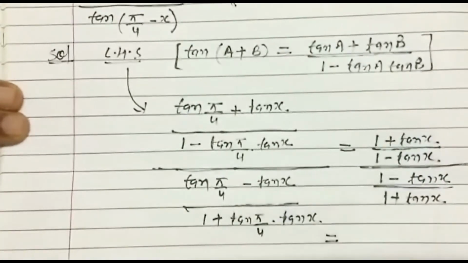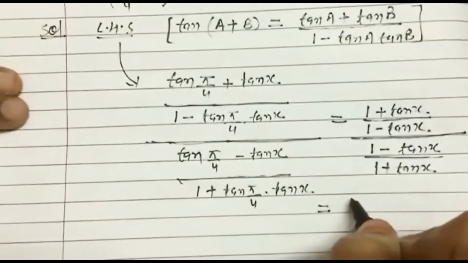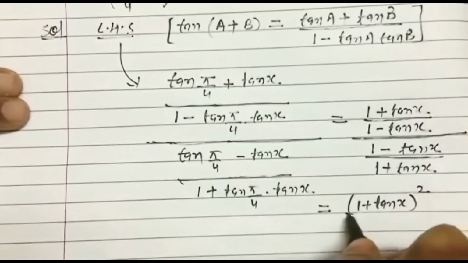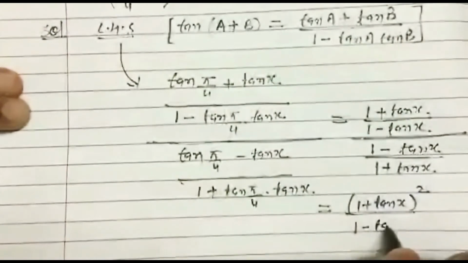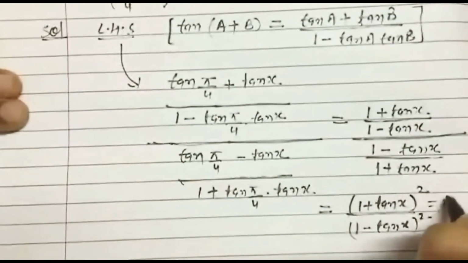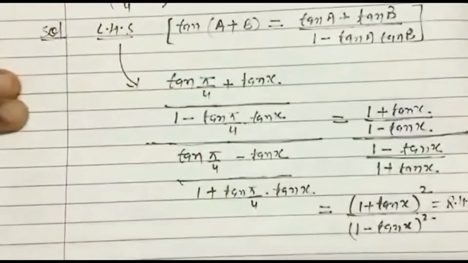Simplified, you will get (1 plus tan x) whole square, and here (1 minus tan x) square. Okay, so it is RHS. Hence proved.